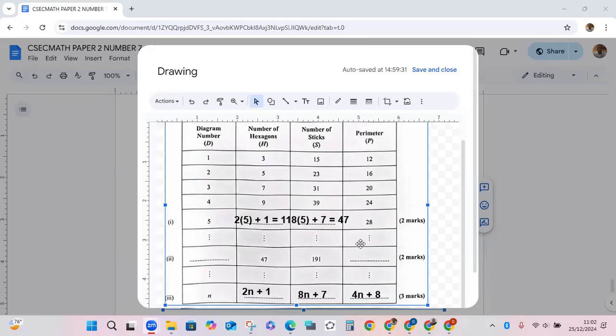And here it is for the perimeter. 4 1s are 4, plus 8 will give us 12. 4 2s are 8, plus 8 will give us 16. 4 3s are 12, plus 8 will give us 20. 4 4s are 16, plus 8 will give us 24. 4 5s are 20, plus 8 will give us 28.